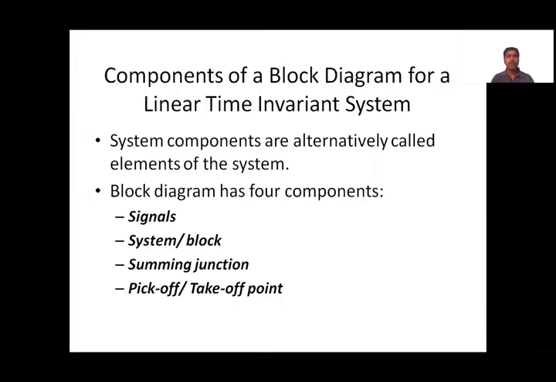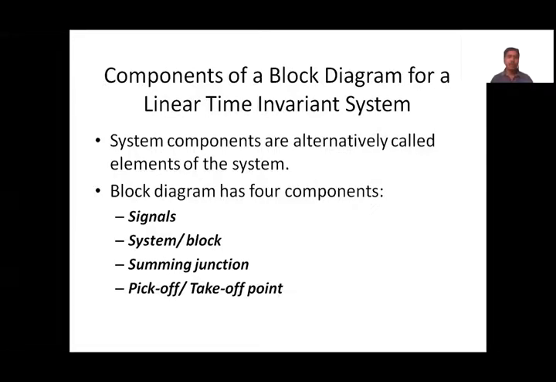Now we'll see the components of the block diagram in linear time invariant systems. In general, what are the components we have to represent any system in a block diagram way? Here we have four major components to represent a system in a block diagram way. First one is the signal. Definitely a system is having a signal. Signal is the first and basic component of a block diagram.